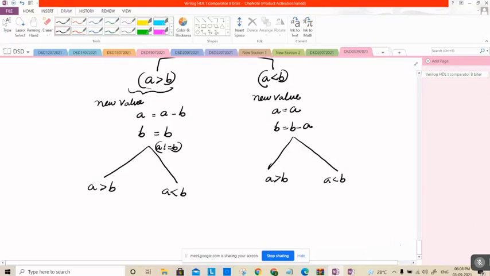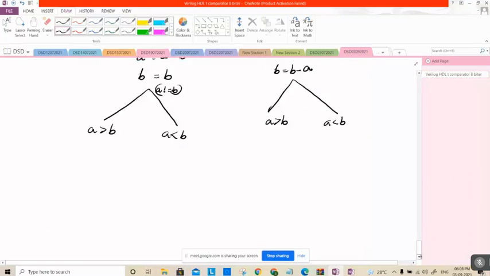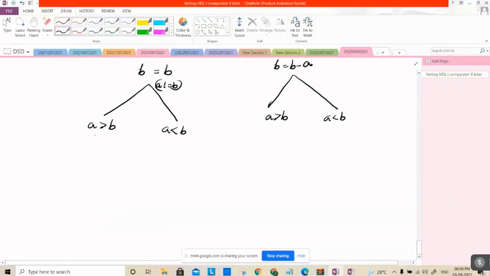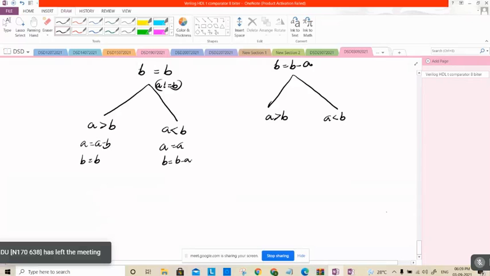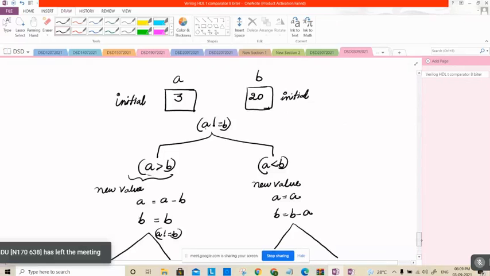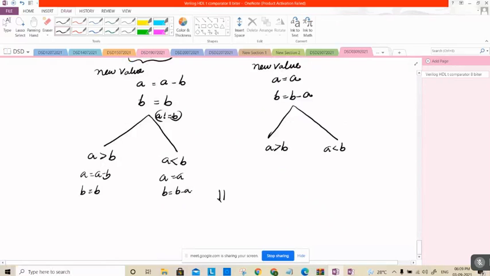Right, and you choose an example. With the help of an example, I'll be explaining to you. So in this way, here again A less than B, A greater than B. If it is A greater than B, again the A value will be equal to A minus B, and the B value will be equal to B. Here the A value will be equal to A, and the B value is equal to B minus A. So in this way, the process repeats until A is equal to B.